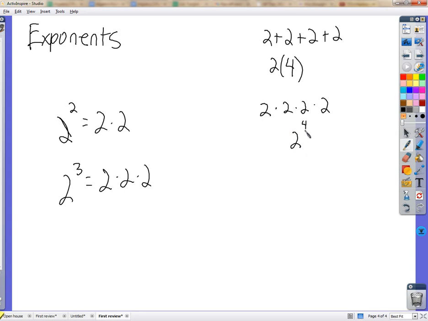The 4 up there is just a shorthand of repeated multiplication, just a shorthand of repeated addition. So 2 times 2 would be 2 plus 2. 2 times 2 times 2 would be 2 plus 2 plus 2 plus 2. And anyway, you get the idea. So that's what that little guy up there means.